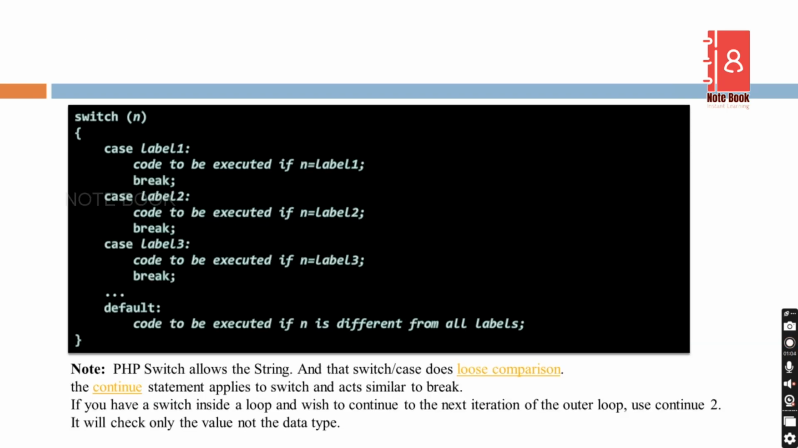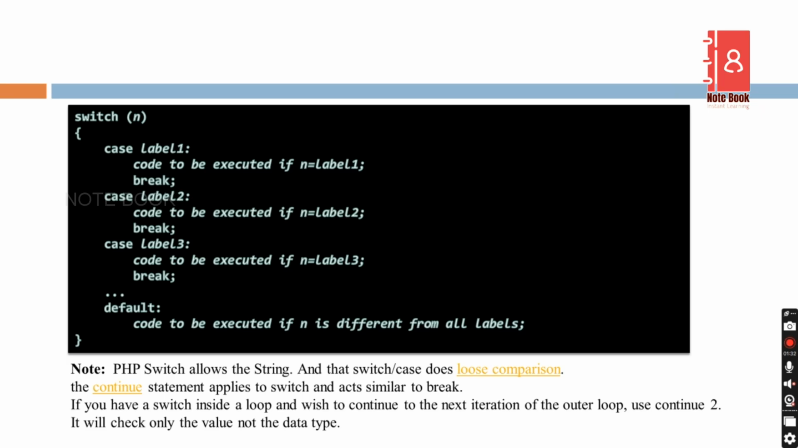Comes to the switch statement. This switch statement allows strings, and the switch case does loose comparison. Look at the code where switch of n. So the n represents the number of cases: case label 1, case label 2, case label 3, etc. We can label each case as case, the name of the label, 1, 2, 3, etc.